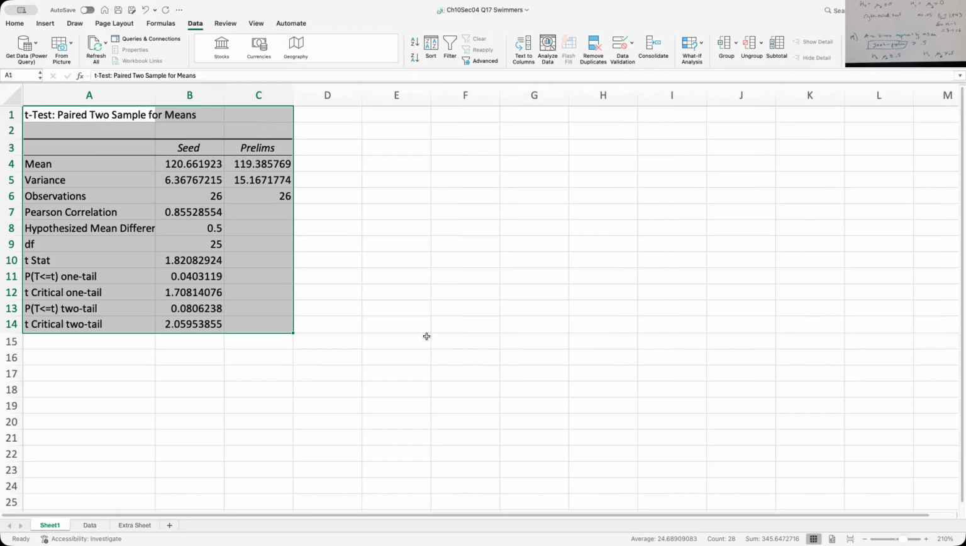I could also compare the two t-values, right? The t-critical is 1.708. T-critical for one tail. And my t-stat, my calculated t-value is 1.821. Oh, it's bigger. 1.7 to 1.8. It's not a huge amount bigger, but it is bigger. There we go.